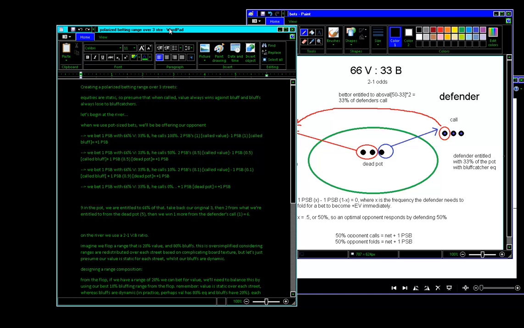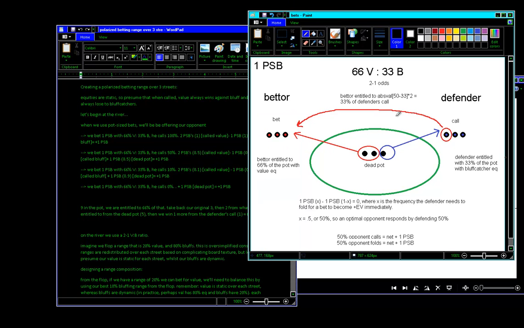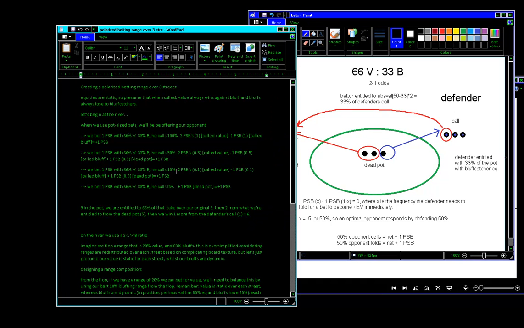We're also presuming our value is always going to have 100% domination over our opponent's inferior bluff catching ranges, and there could be situations where our opponent slow plays and deceives us, and there are lots of variables that we're not taking into account. So we're definitely oversimplifying, but we're doing that intentionally, just for the sake of building the foundations of the better defender dynamic on the river right now.